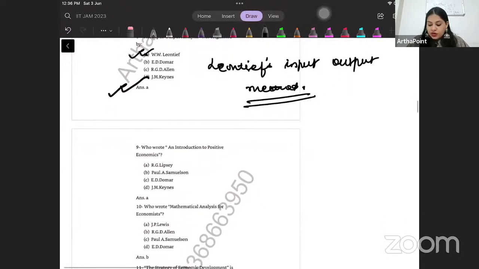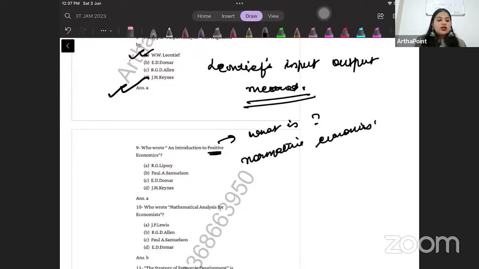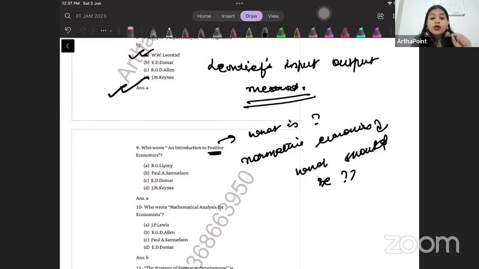कम टू द नेक्स्ट क्वेश्चन बेटा. हु रोट एन इंट्रोडक्शन टू पॉजिटिव इकोनॉमिक्स? बेटा पॉजिटिव इकोनॉमिक्स वाज गिवन बाय लिप्सी. पॉजिटिव इकोनॉमिक्स क्या होती है? व्हाट इज नॉर्मेटिव इकोनॉमिक्स? What is normative economics? What should be, right? So positive is what is, normative is what should be.